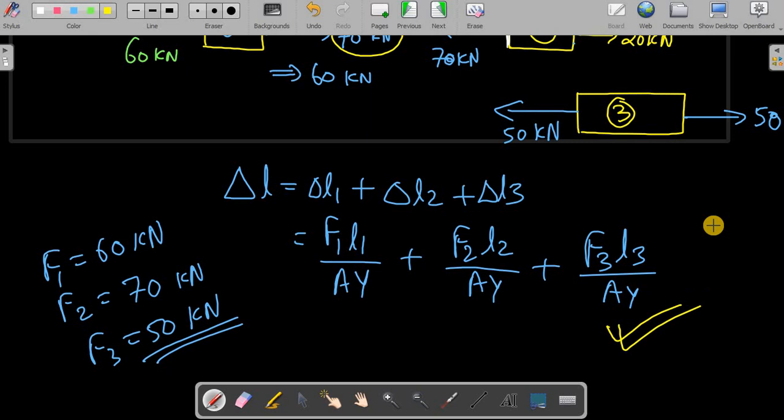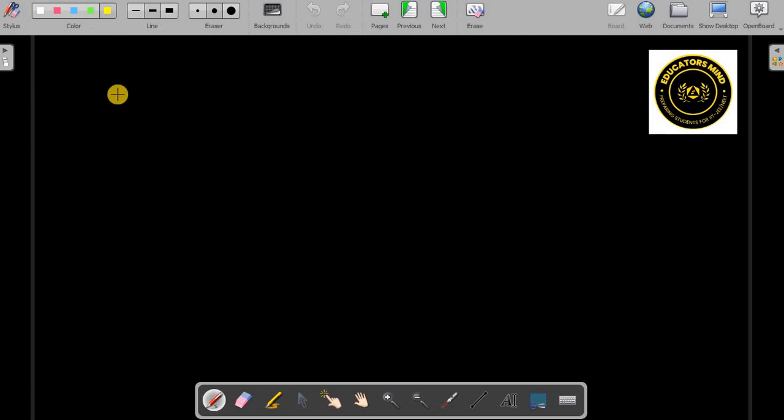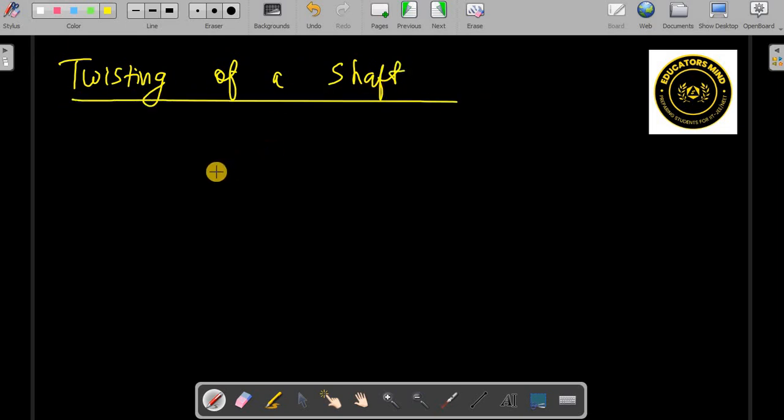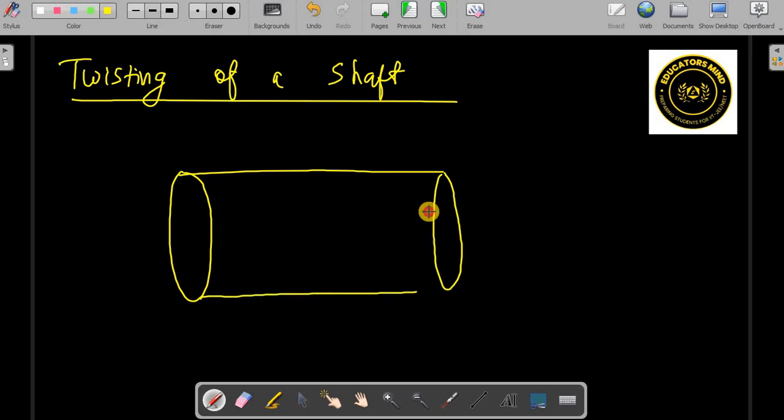next one thing is about torsion, which may not be in the syllabus, but let's know about it. After that, I think bending of beam, and then we will be completing this. Okay, let's write this. Twisting of a shaft. Suppose that there is a shaft like this. Shaft means it's a solid cylinder, okay.